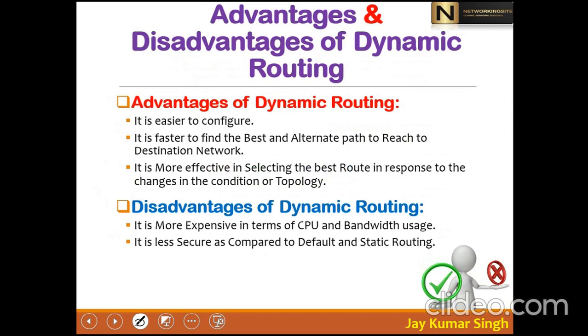The advantage is that it is easier to configure and it is faster. And in a dynamic routing protocol, if the primary path is down, it automatically switches over to the alternate path and starts communicating with those neighbors. Now it is more effective in selecting the best route in response to topology change.